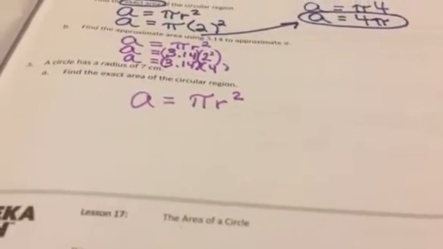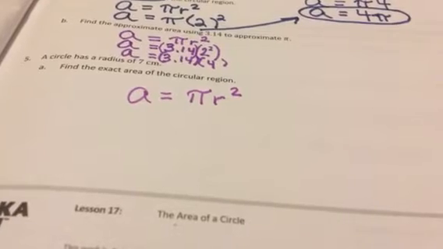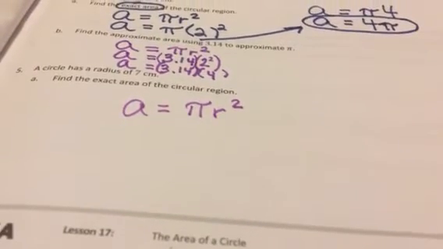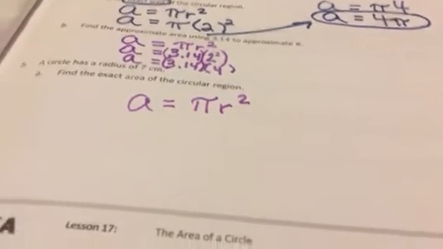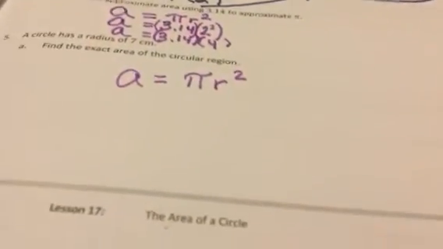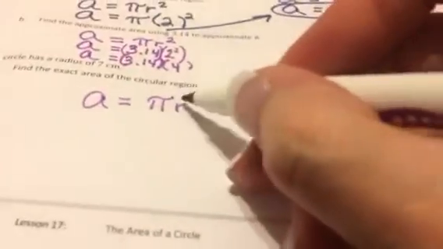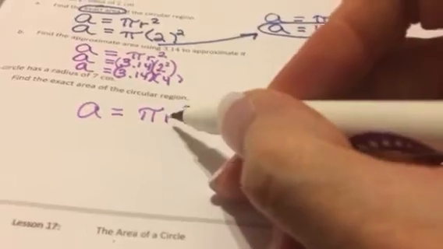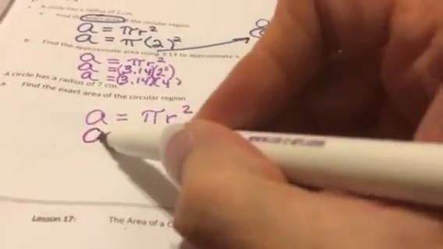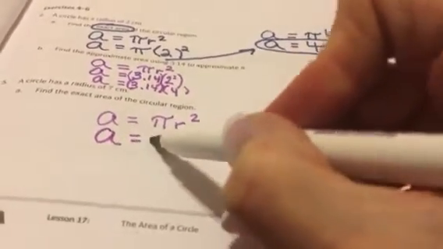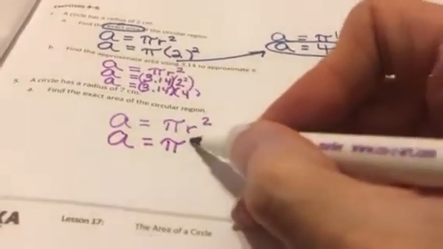What information have they told us? Let's start out with the easy information first. A circle has a radius of 7. So instead of r, you're going to put a 7 where the r is. So next row. Pi, 7 instead of r.